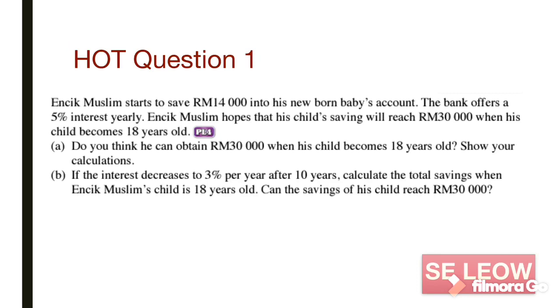Show your calculations. B. If the interest decreases to 3% per year after 10 years, calculate the total savings when Inje Muslim's child is 18 years old. Can the savings of the child reach 30,000?